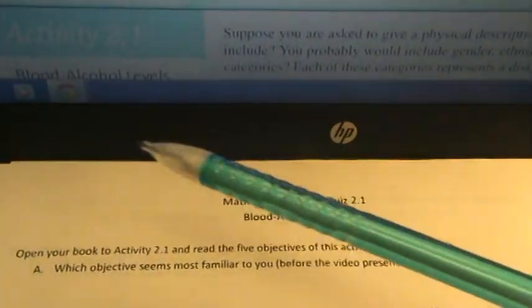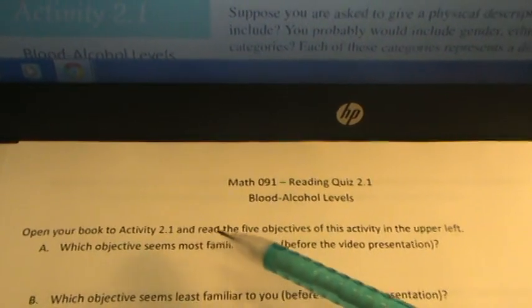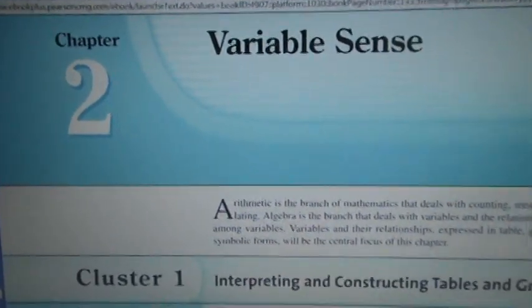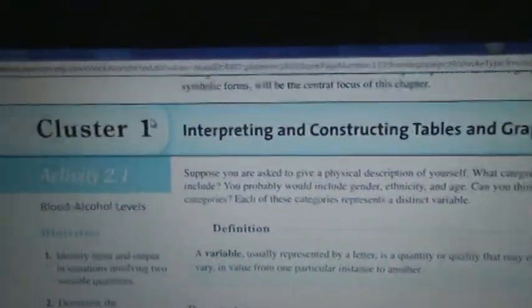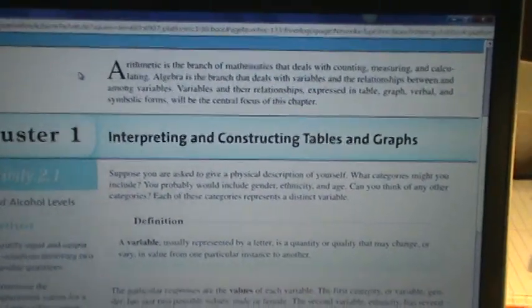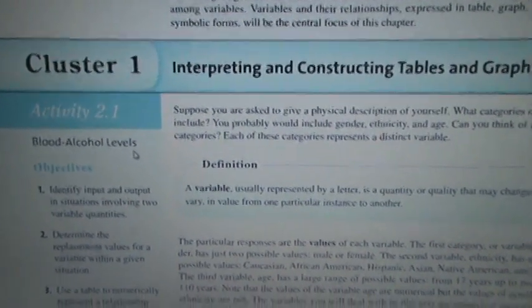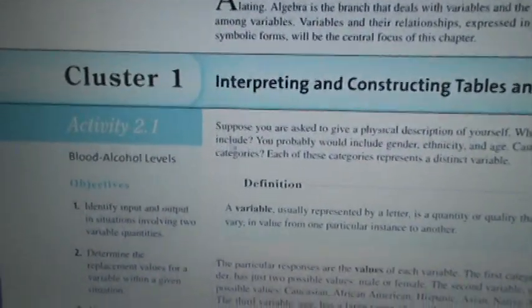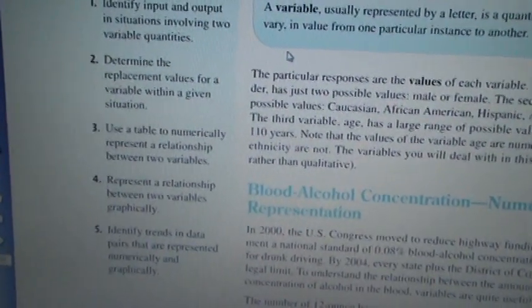Let me read this first sentence to you. It says, open your book to activity 2.1 and read the 5 objectives of this activity in the upper left. So I have the book open here, and the 5 objectives are there. By the way, this is what it looks like, the opening to 2.1. It's entitled Blood Alcohol Levels, as is my handout. So there are 5 objectives there. You should read those. That's what I told you to do in the first sentence.